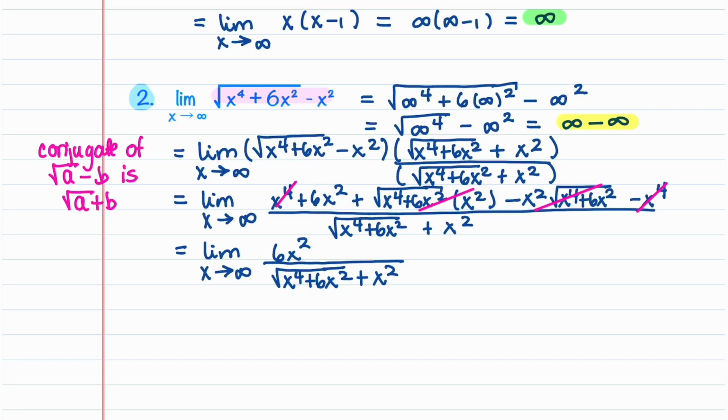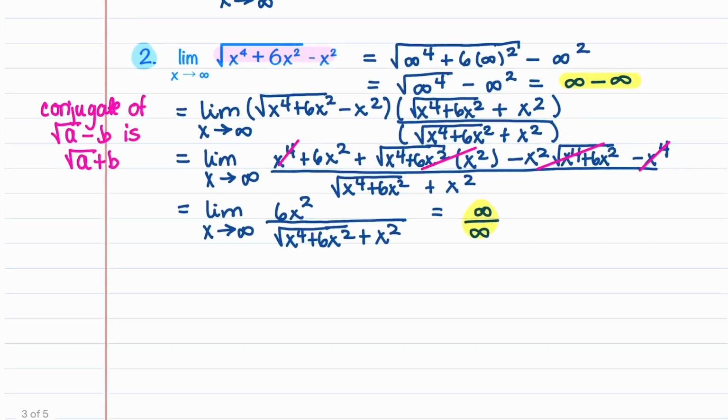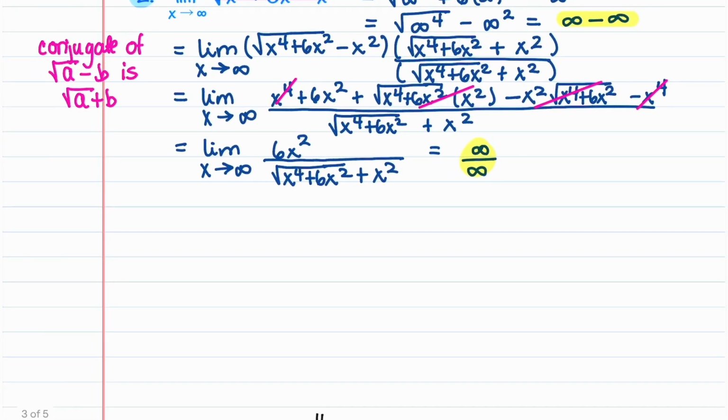Now what we're going to do is plug in infinity again and see what we get. When we plug in infinity, on the top, we're going to get infinity, and on the bottom, we're going to get infinity. So now we have another indeterminate form, infinity divided by infinity. We just talked about this form, so we know exactly what to do. We are going to have to divide by the highest power of x in the denominator, and that's going to be x squared, which is the same thing as the square root of x to the fourth. So we're going to divide the top and the bottom by x squared.